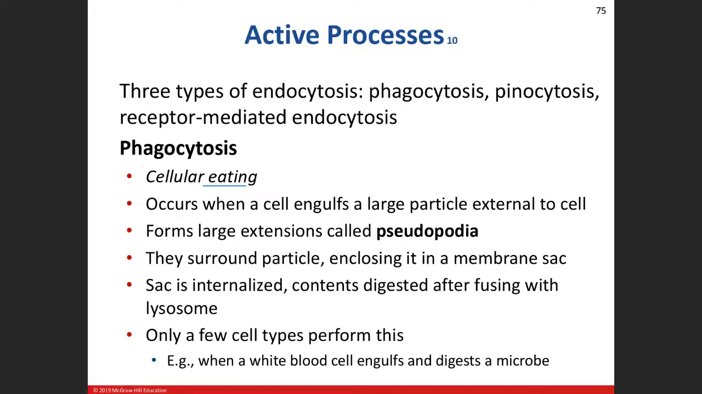Basically we have our large molecule on the outside of the cell. The cell creates these pseudopods, and it extends itself around that particle and engulfs it. And then it creates a sac in that process, and it pinches off that sac, and it pulls it to the internal environment of the cell, and then it'll fuse a lysosome with it.